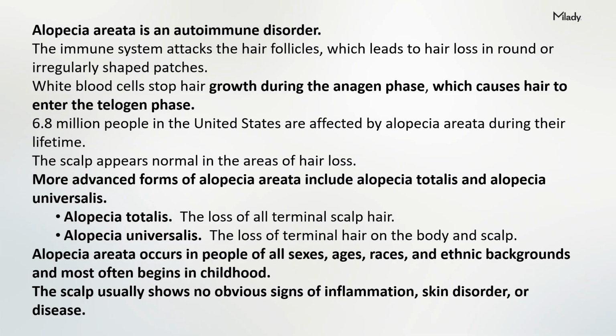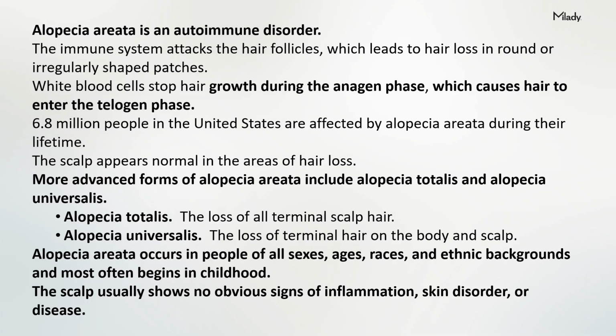Areata is an autoimmune disorder that I have myself. It is attacking my immune system, so I am attacking myself. So alopecia areata is in my own area, within myself, which causes hair loss in round or irregular shaped patches.